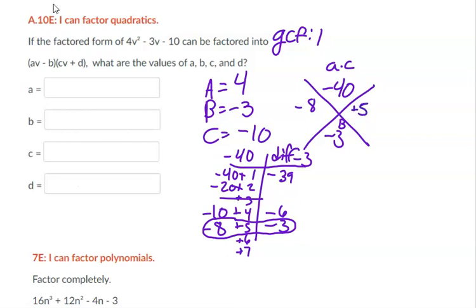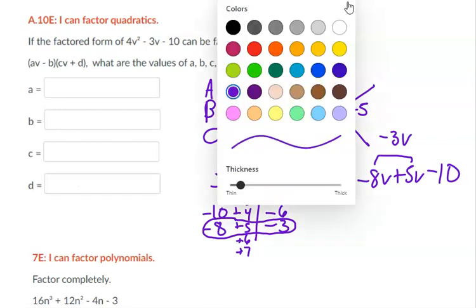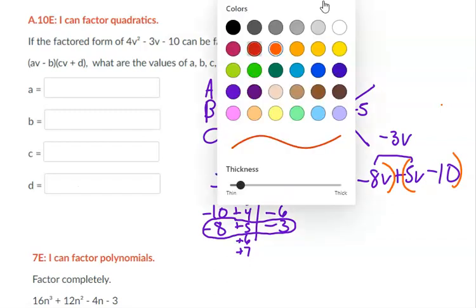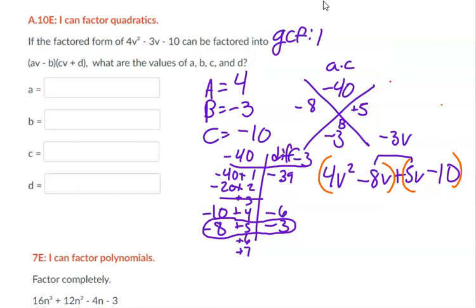Now, a is not 1 here, so we have to keep going. Let's factor by grouping. So I have 4v squared minus 8v plus 5v minus 10. If you combine those back together, they should give you negative 3v. You have them separated here, so you can factor by grouping. So you're going to make these into groups of 2 terms each. And then we can factor out the greatest common factor of each pair.